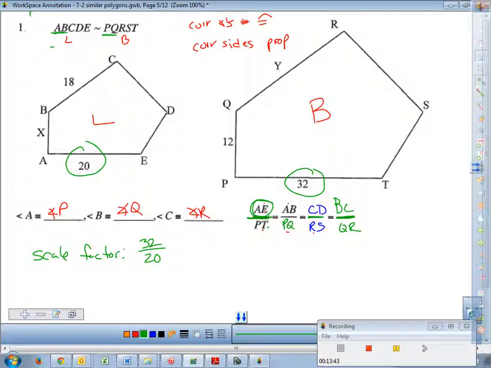Big over little. So, can that reduce, though, my friends? 32 over 20. Can that reduce? What do you want to reduce it by? 2? All right. So, 2 goes into 32 how many times?